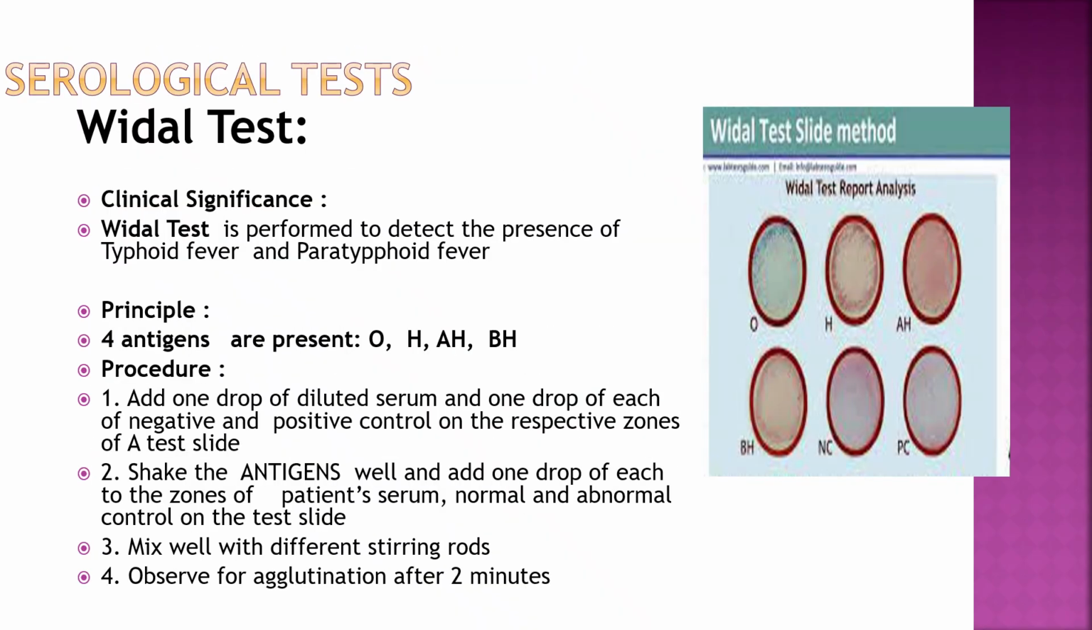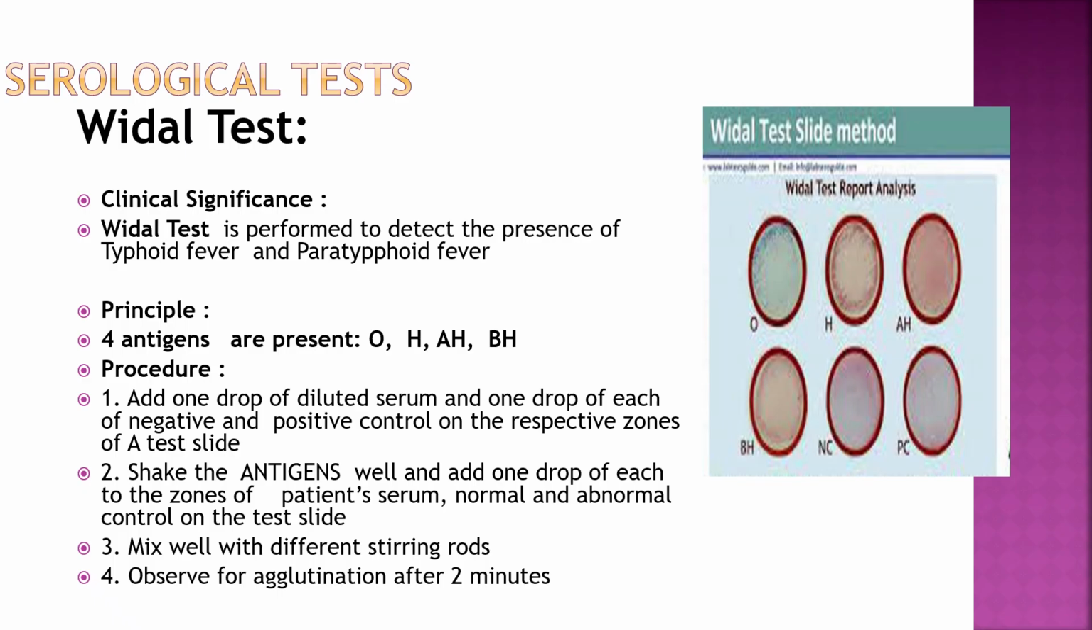Hello students, today we will see serological tests, that is Vidal test and VDRL test. So Vidal test is done for diagnosis of typhoid fever and paratyphoid fever, that is caused by Salmonella typhi and paratyphi A and B. So in that, what is the principle? So in that 4 antigens are there, O, H, AH and BH. So O is blue color, and H, AH, BH are pink color reagents.